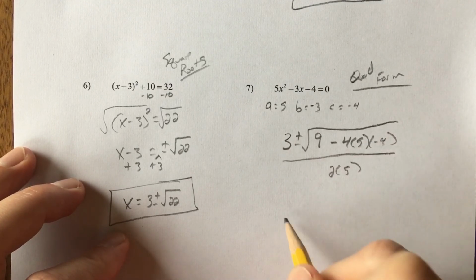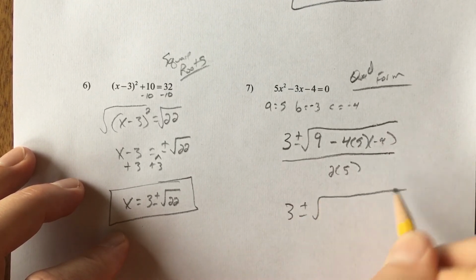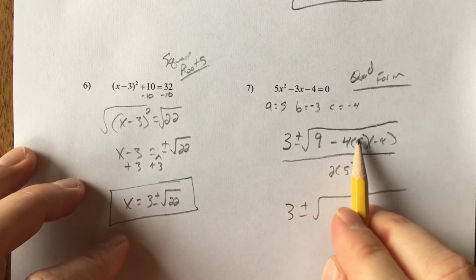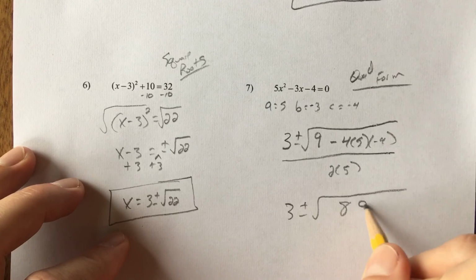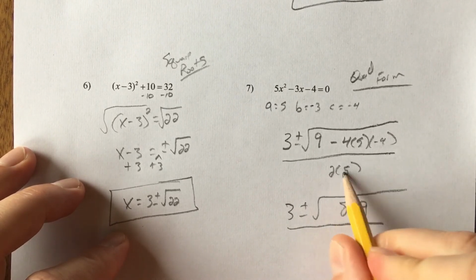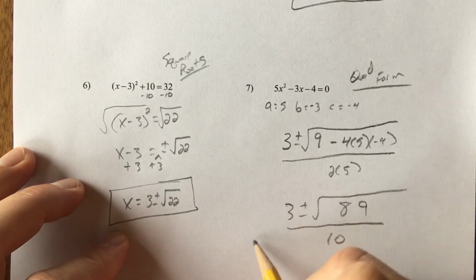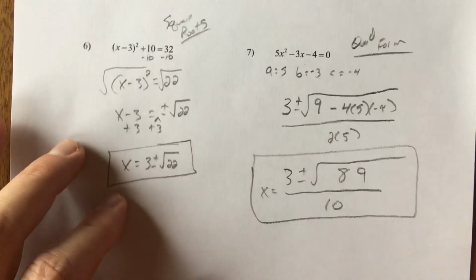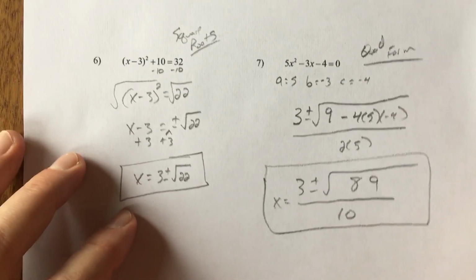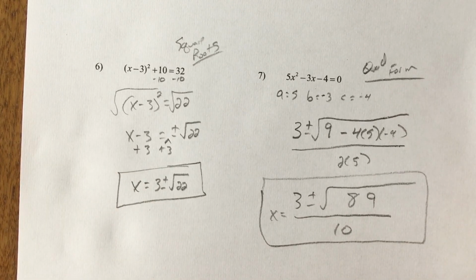All right, so now take your calculator and go 9 minus 4 times 5 times negative 4. And if you do that, you'll get 89 for your answer. And on the bottom, 2 times 5 gives us 10. So there's our answer.